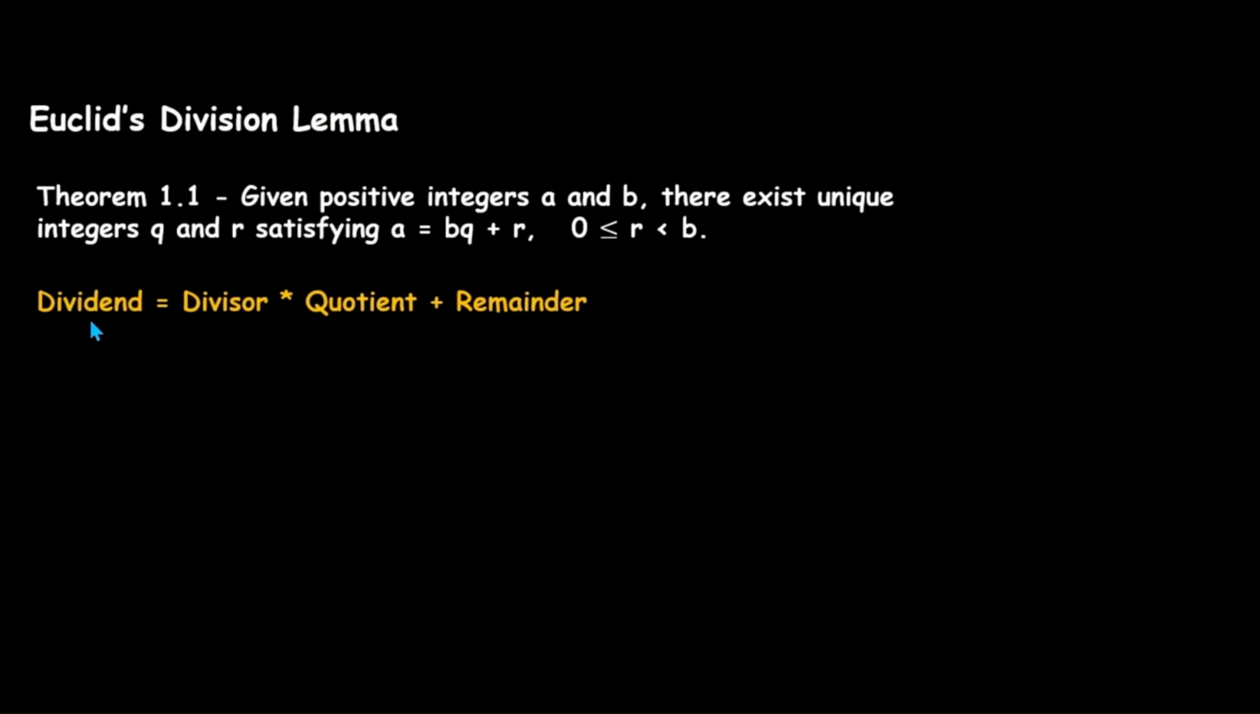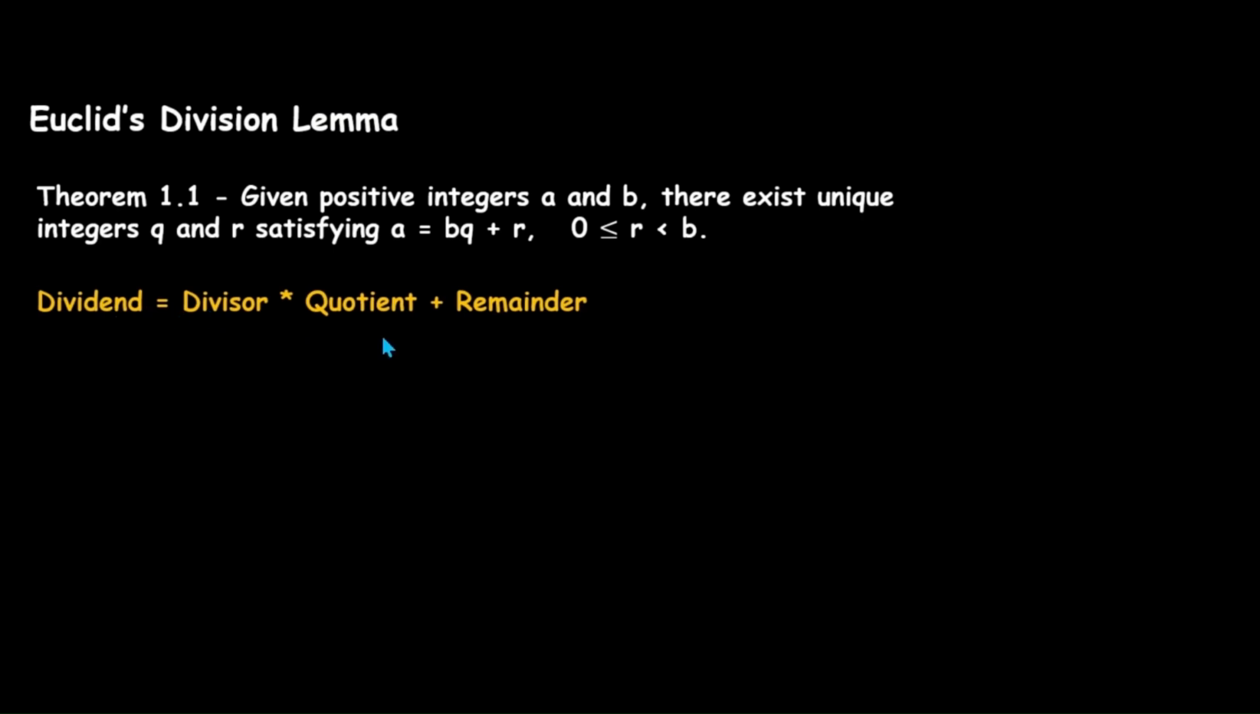So what is the dividend? Dividend is the number that is getting divided. Divisor is the number that is dividing the dividend. So when the division happens, we get some quotient and some remainder. In our case, a is our dividend, which is getting divided. b is the divisor, which is dividing the dividend. q is the quotient and r is the remainder.